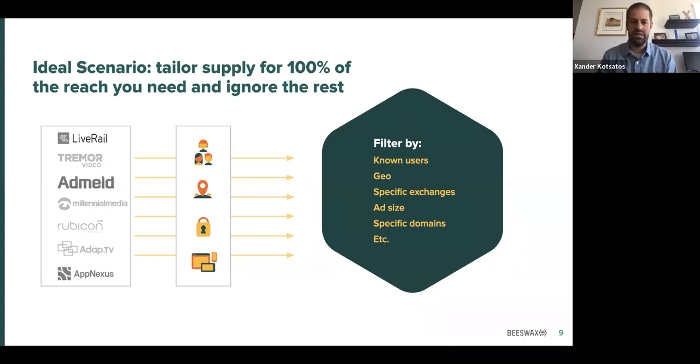And so if you look at this, a single tenant infrastructure, if you're actually deployed in your own house and you can do renovations to your own house, you should be able to filter by things like your own known users or the geos that you want, or specific exchanges or ad size or specific domains, et cetera, et cetera. And that really is the kernel of what a single tenant infrastructure allows and can actually align with the needs of the advertiser or the client versus what the platform sees.